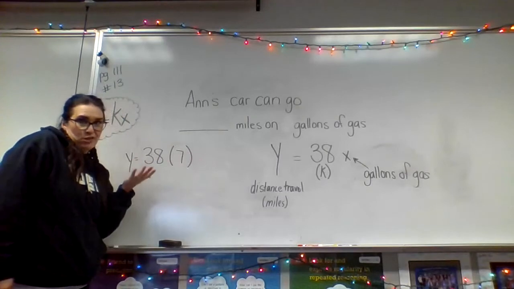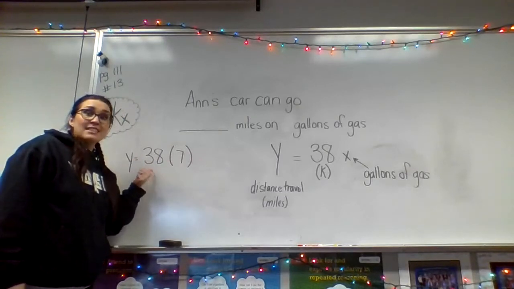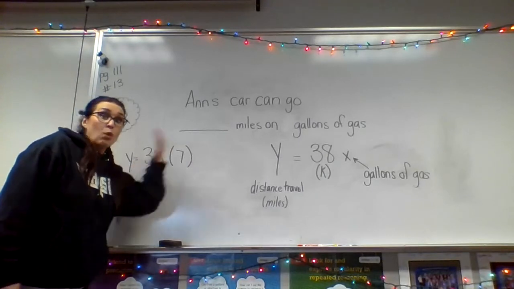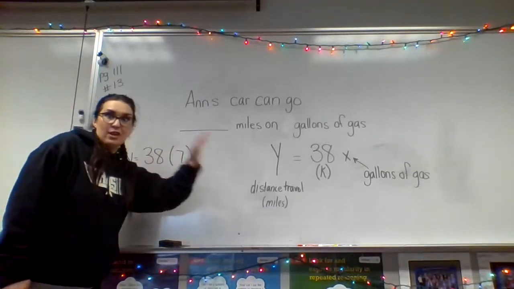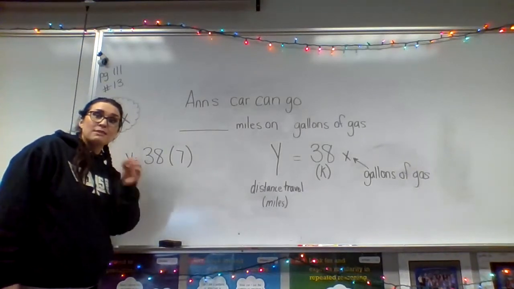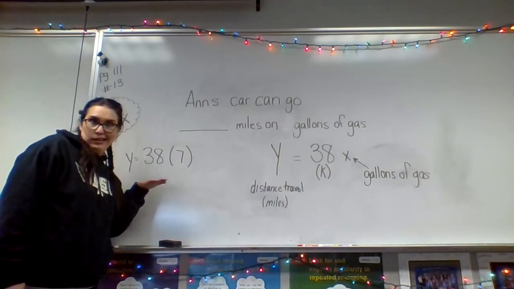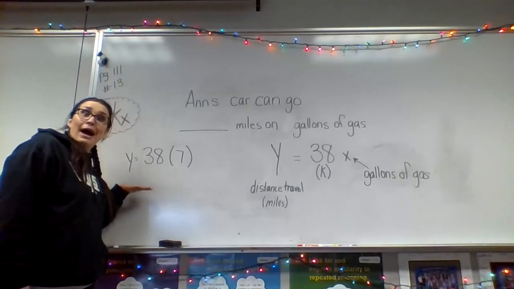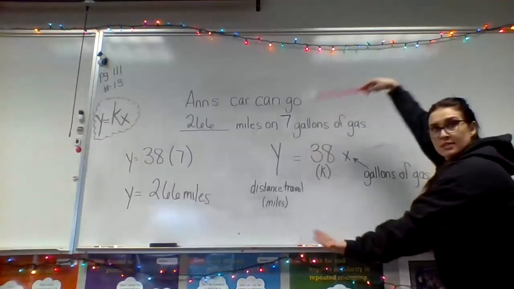That's my unknown, I don't know that piece yet. 38, that's going to stay the same because that's my pattern. Each time that I add 1 more gallon of gasoline, I'm adding 38 more miles, right? And 7 is in parentheses because I'm going to be multiplying 7, which is my x, by k, my constant of proportionality, to find out my y, which is the number of miles I travel.